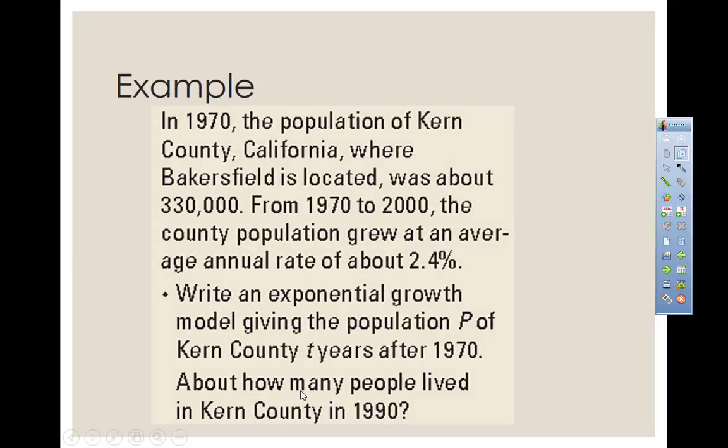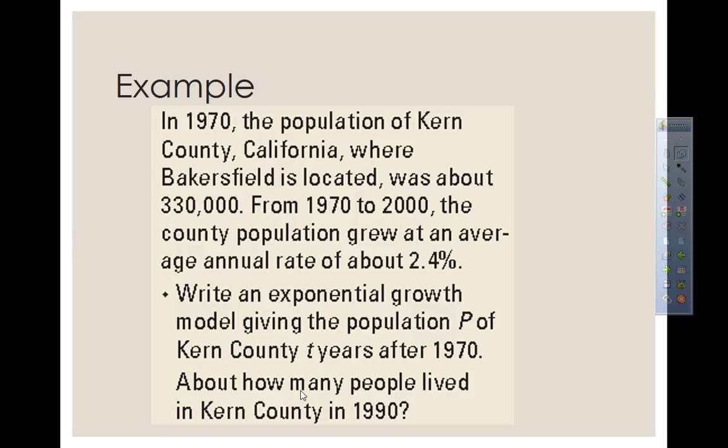Okay, so here's an example. In 1970, the population of Kern County, California, where it's in Bakersfield, okay, was about 330,000. From 1970 to 2000, the county population grew at an average annual rate of about 2.4%. Write an exponential growth model given the population P of Kern County t years after 1970. About how many people lived in Kern County in 1990?